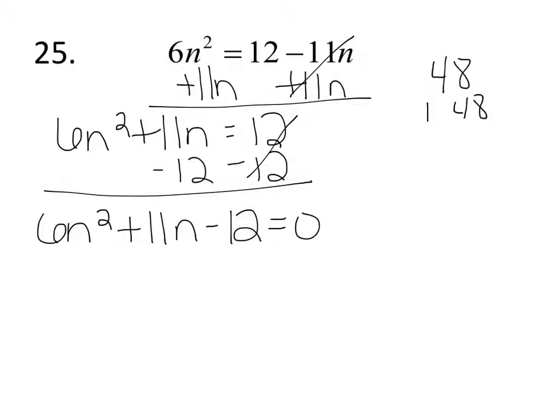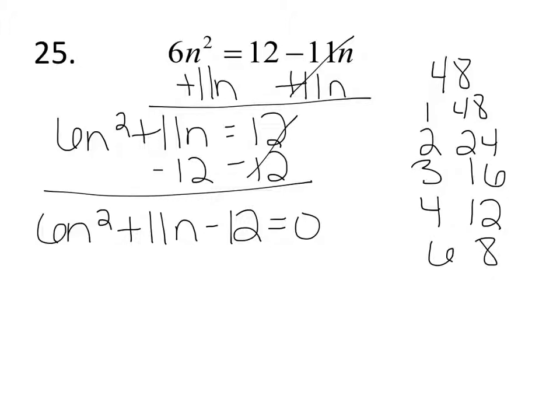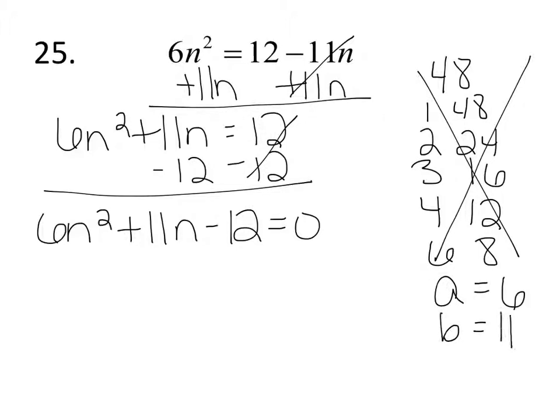Let's see, 1 and 48, 2 and 24, 3 and 16, 4 and 12, and 6 and 8. No, no, no, no. Okay, none of those are going to work, so we're going to have to use the quadratic formula again. So we've got A is 6, B is 11, and C is negative 12.